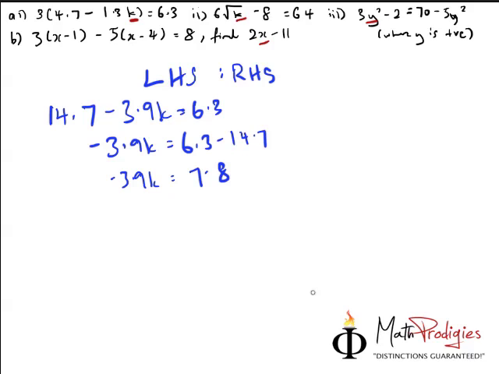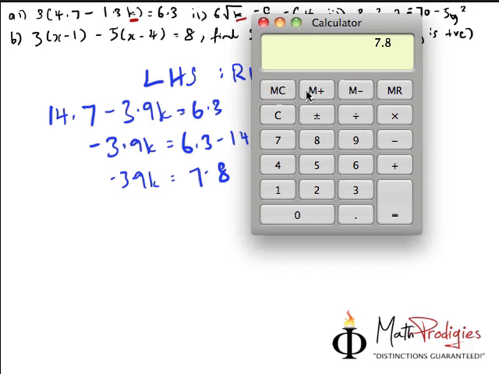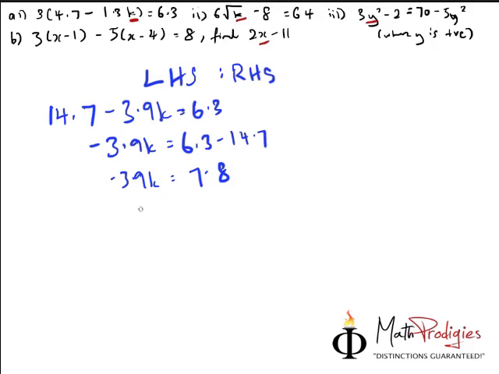Am I right? Let me just use this for a while. Yep, correct, 7.8. So therefore, k equals what? 7.8 divided by what? Be careful, minus 3.9. And you get what? k equals to negative 2. That is how you find the answer.